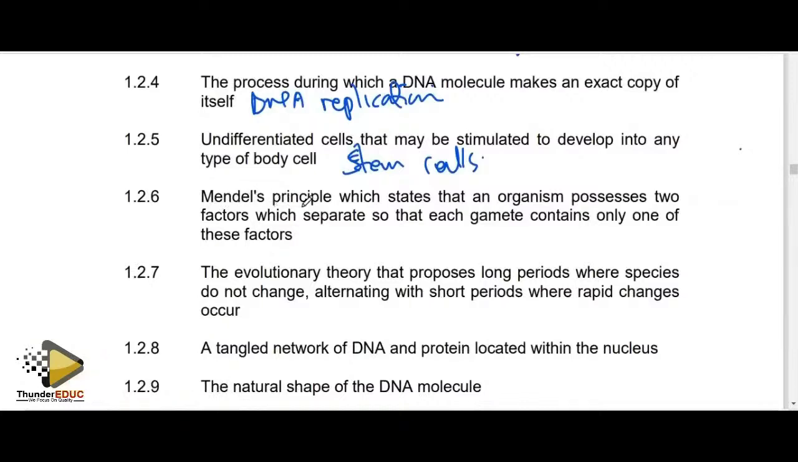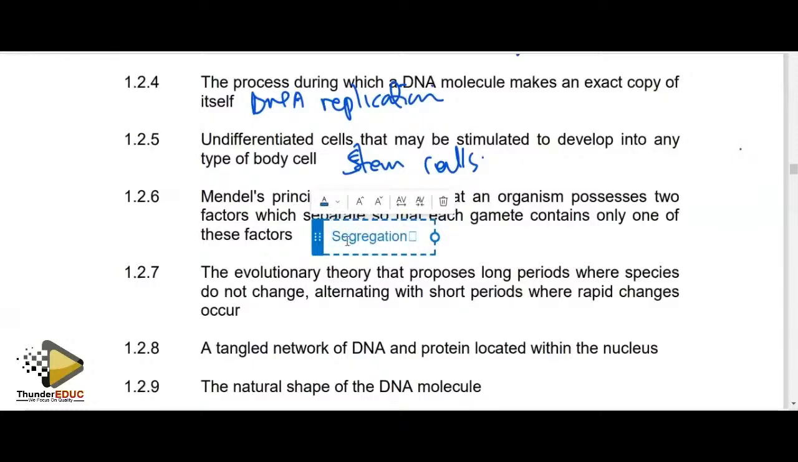Now there is another question. They're saying that Mendel's principle states that the organism possesses two factors which separate so that each gamete contains only one of these factors. Why do we call them factors? Before we started to call them genes, we called them factors. The answer here is Mendel's law of segregation. So basically, that is the answer.